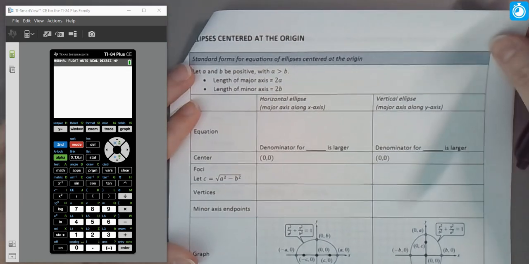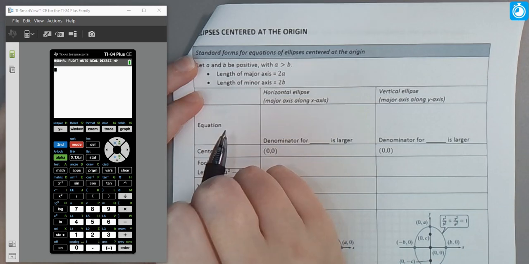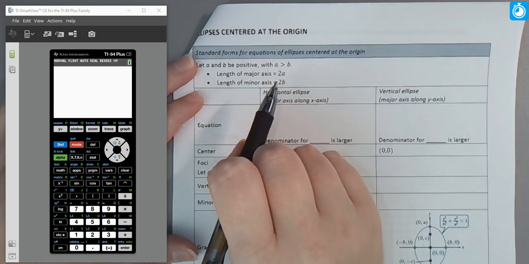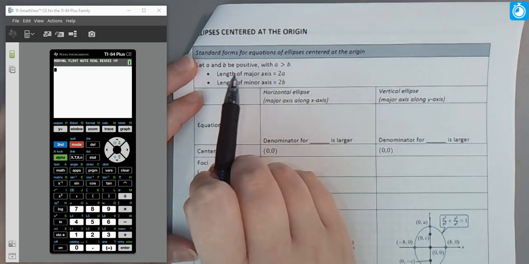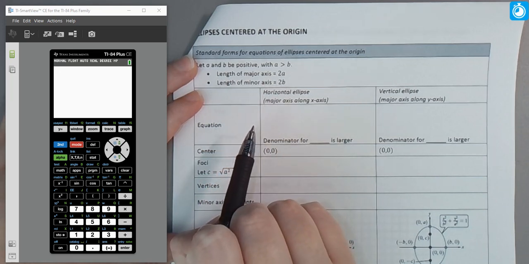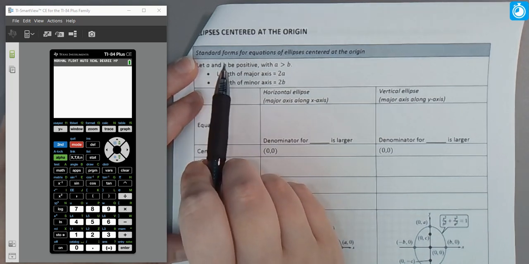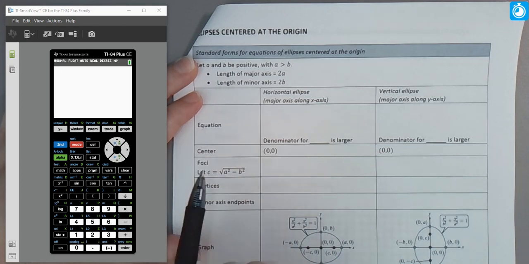Okay, so we're going to start by assuming we have two values, what we're going to call A and B, specifically where A is greater than B. So the length of the major axis is defined as 2 times A, and the length of the minor axis is defined as 2 times B. So A and B are going to come from the equation for our ellipse.